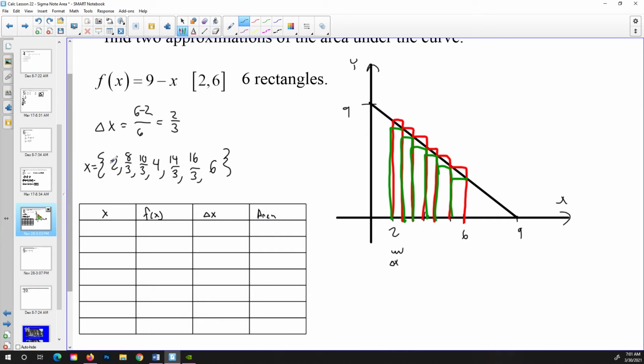All right, so our x's. If I go 2, I go 8/3. I go 10/3. I go 4. I go 14/3. I go 16/3. And I go 6.